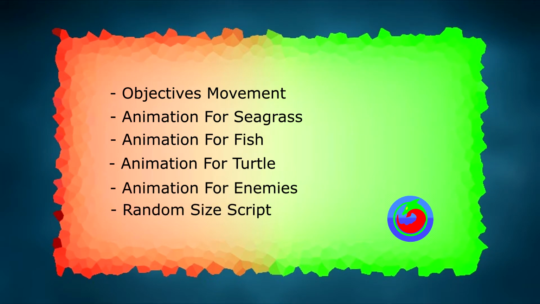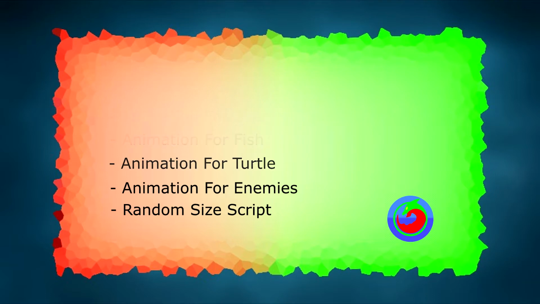is random size scripts. So we're going to create a random size script that we can place on different objects to give them a random size when the game starts. This will add a bit more variation to the game and make things look a little bit more natural.